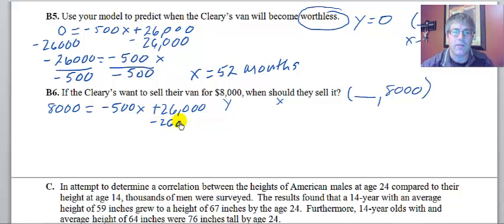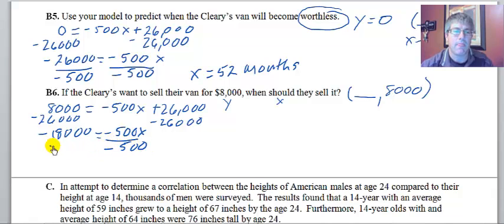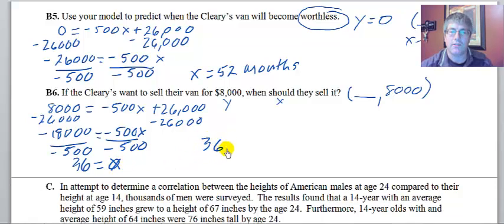I subtract 26,000 from both sides. I get negative 18,000 equals negative 500x. Divide by negative 500. And sure enough, 36 equals x. So 36 months. So if I want to get $8,000 for the van, I better sell it when it's 36 months old.